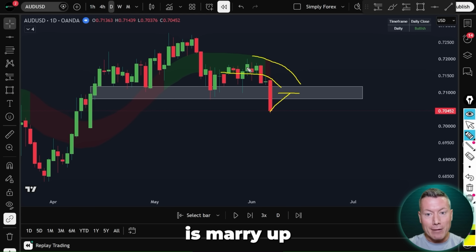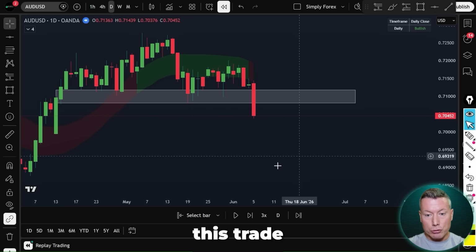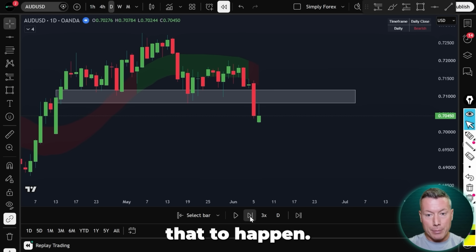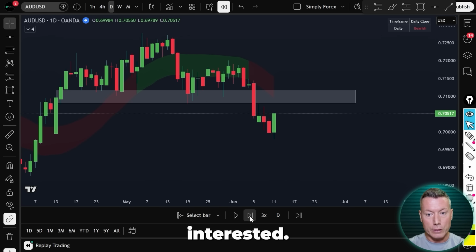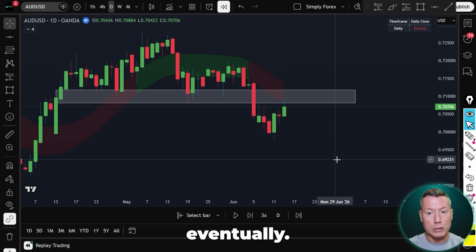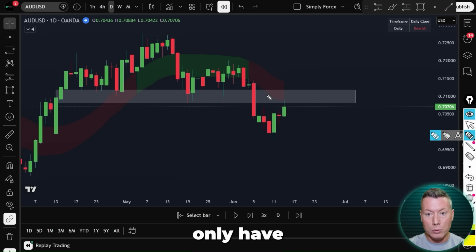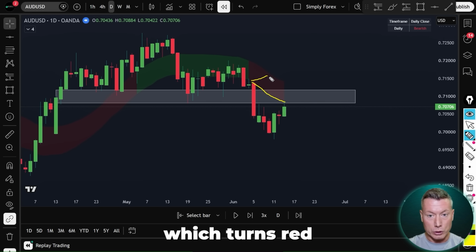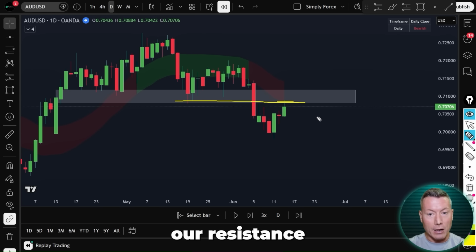What I want to do is marry up the smart river with resistance in this case as well. Now, let's play this trade along and wait for that to happen. That's not a setup. There's no value there. We're not interested, but we get a pullback eventually. Now I'm interested because not only have we hit our smart river, which turns red because we're in a downtrend, it has trend logic, you can see it's touched that, but it's also touched our resistance level. So this is two bits of resistance, two bits of confluence.